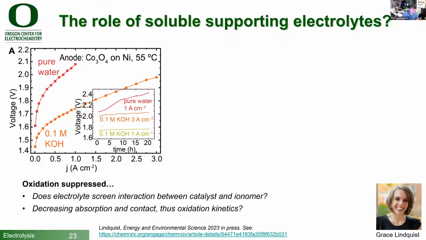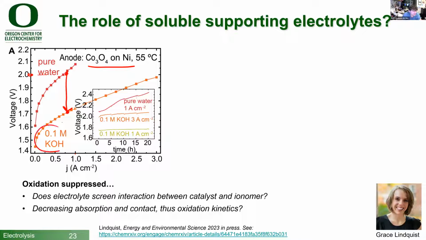Here's some data that's pretty interesting. In this case, we're looking at our baseline system, and we run it in pure water, okay? And here's the performance in pure water, 1 amp per centimeter squared. This particular cell is about 2 volts at 1 amp. And then if we add a little bit of potassium hydroxide, this is what most people do in the literature, and they do that because it increases the performance quite a bit.